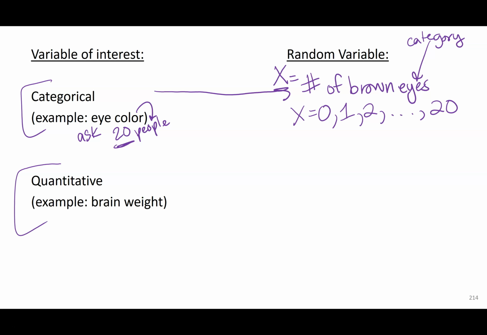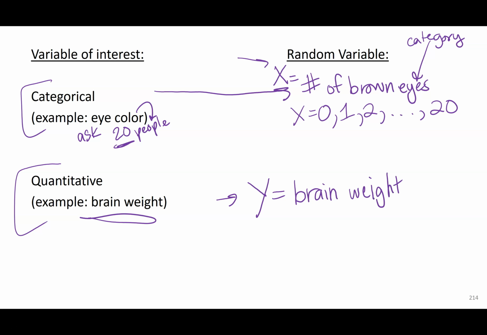So then quantitative, oh, I wish I had changed this. I do not know what brains typically weigh. So example, brain weight. Usually we use capital letters for random variables, and usually they're capital letters at the end of the alphabet. So X and Y and Z are really, really common. So Y is my random variable, and it's just going to be brain weight. The quantitative variable of interest is the same as your random variable.